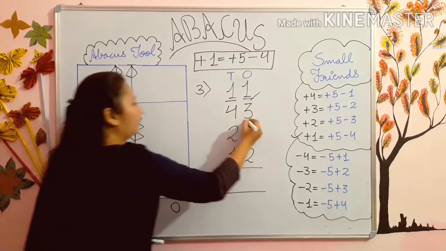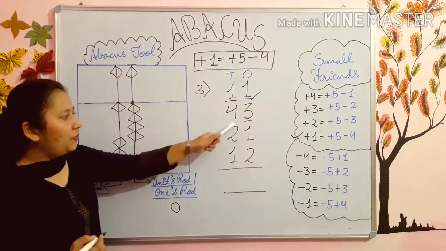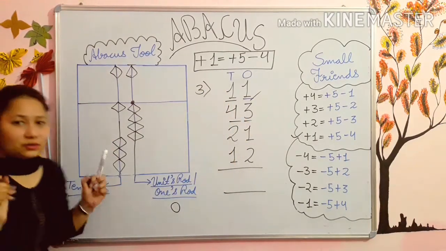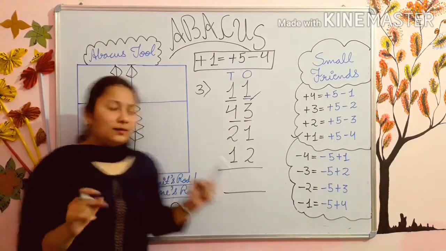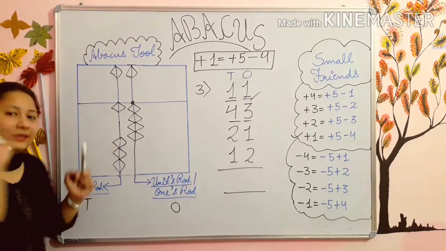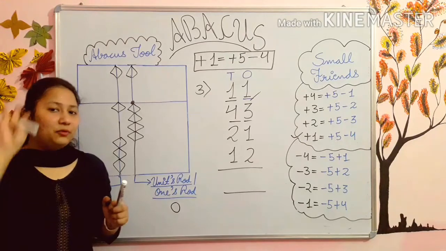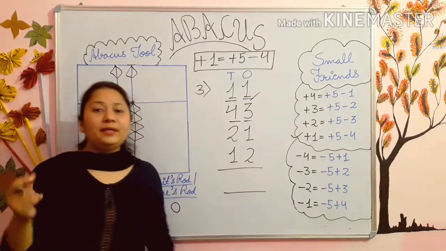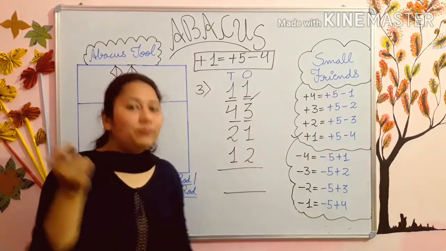Done. Now you have to add 4 in tens rod. Now students, see that 4 beads are not there. See 1, 2, 3, only 3 beads are there. And you have to add 4. 3 beads are there, you have to add 4, means there is lack of beads.